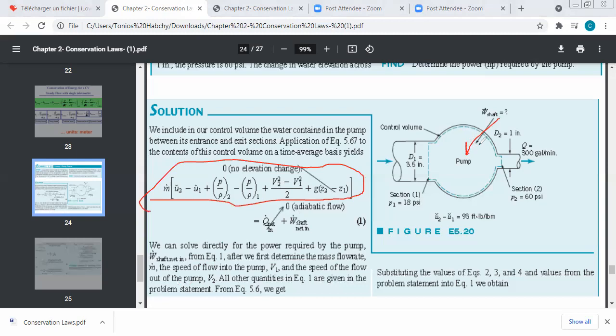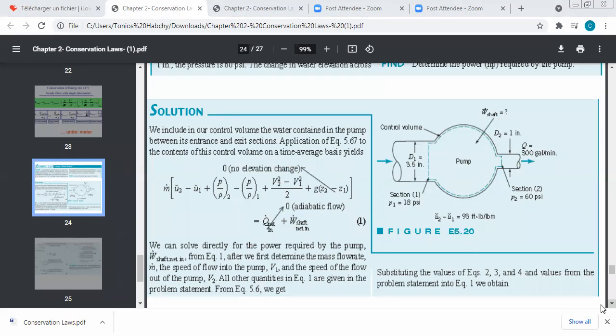Now, since they told us it's an adiabatic flow, when they say adiabatic, this means there is no heat exchange between the control volume and the outside environment. So since it's an adiabatic flow, Q dot is 0. There is no loss of heat from the fluid to the environment. Therefore, the only term here is W dot shaft. Now all I have to do is replace all variables numerically, and I can get the net work rate of the shaft.